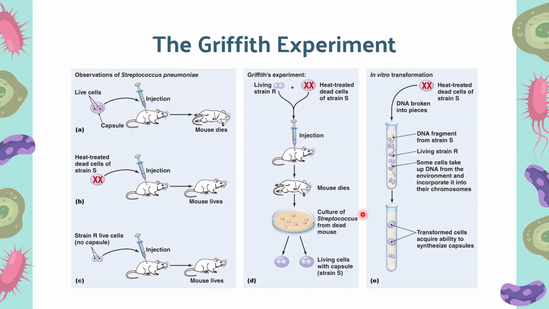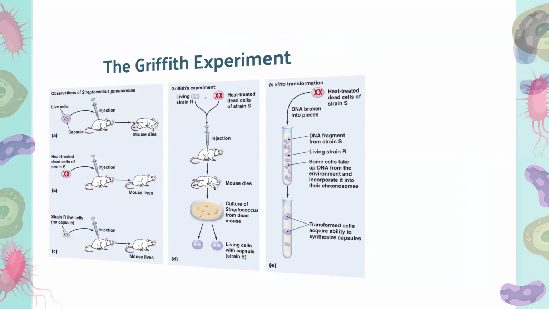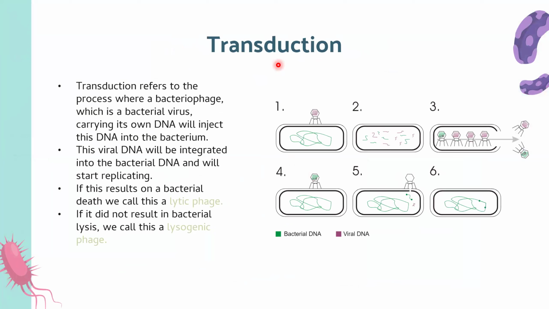Okay. Now, last but not least is the process of transduction. The way that you can remember it is transduction: D is for death, because I like to associate viruses with death, even though the bacteria isn't always necessarily going to die. So transduction refers to the process where a bacteriophage, which is a bacterial virus, carrying its own DNA, will inject this DNA into a bacterium. Once a bacterium has viral DNA inserted into it, it is considered a prophage. Okay?